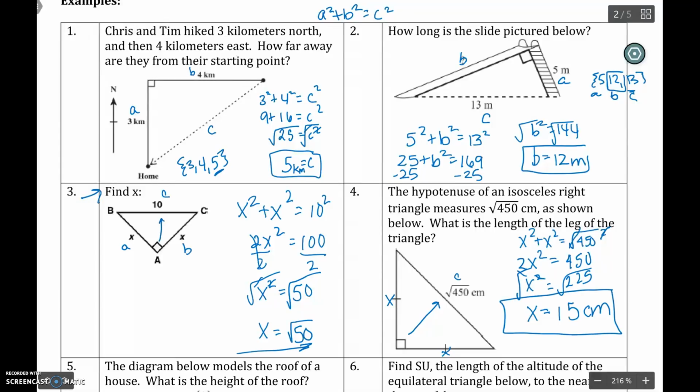So this one, it didn't work out evenly. That's why we just left it at radical 50.